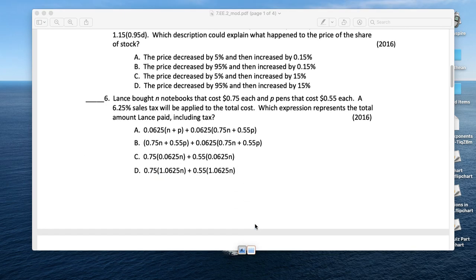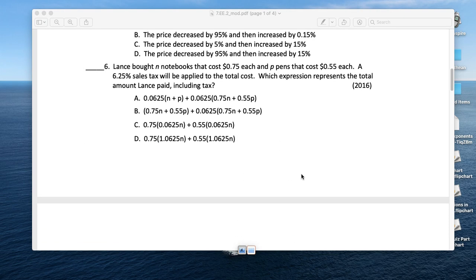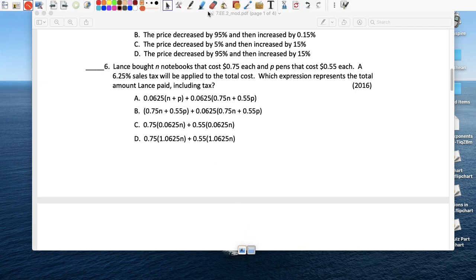6. She bought notebooks that cost 75 cents each. We don't know how many, so 0.75 times however many notebooks. And then she bought pens that cost 55 cents each. So 0.55 times however many pens. A sales tax of 6.25% will be added to the total cost. Which expression represents the total amount?